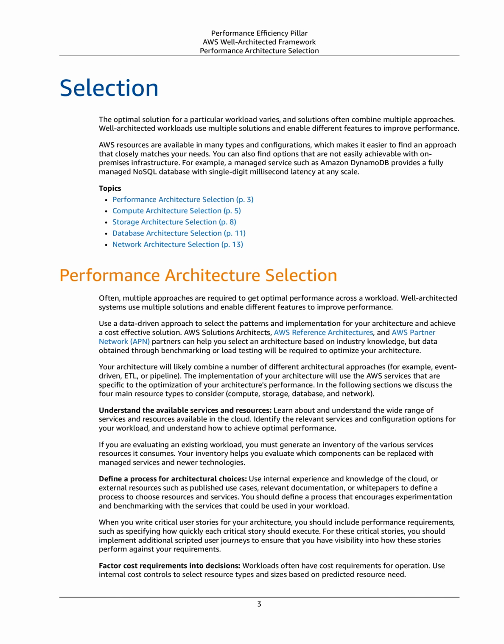Selection. The optimal solution for a particular workload varies, and solutions often combine multiple approaches. Well-architected workloads use multiple solutions and enable different features to improve performance. AWS resources are available in many types and configurations, which makes it easier to find an approach that closely matches your needs. You can also find options that are not easily achievable with on-premises infrastructure. For example, a managed service such as Amazon DynamoDB provides a fully managed NoSQL database with single-digit millisecond latency at any scale.